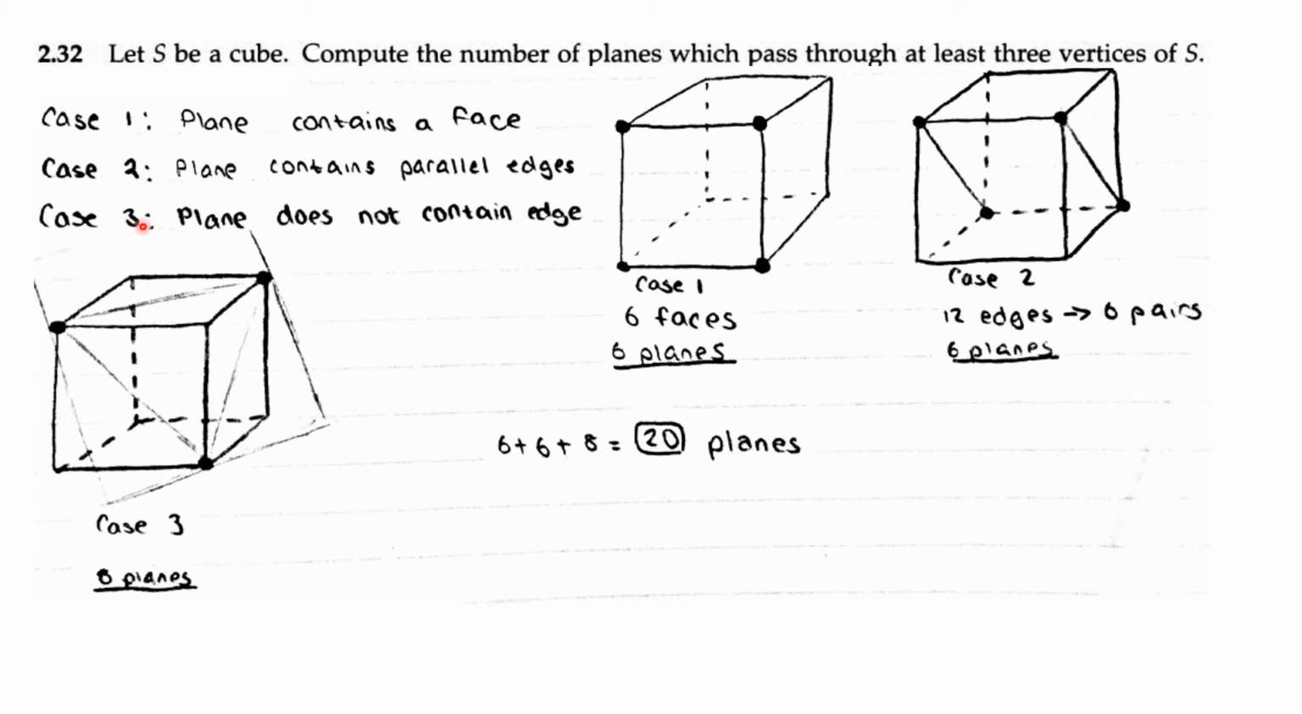And case 3 is when the plane does not contain an edge. So it's like this one. There's 3 vertices that are connected inside, but they don't have any edges or faces. If it's a plane, it's basically like this inside the cube. So there are 8 planes this way. There are 8 combinations of points that are similar to this. So in total, there's 6 plus 6 plus 8, which is 20 planes in total.